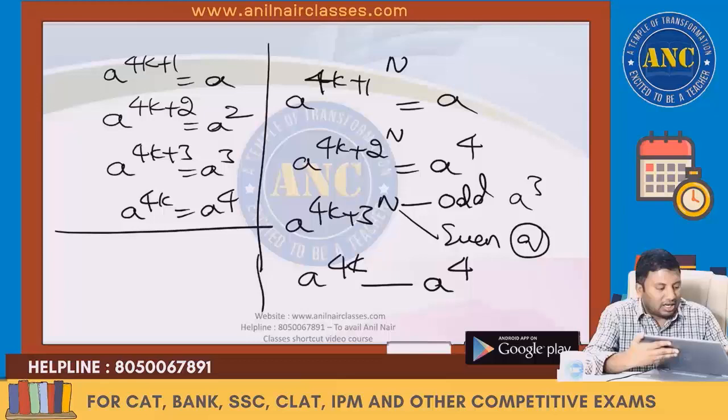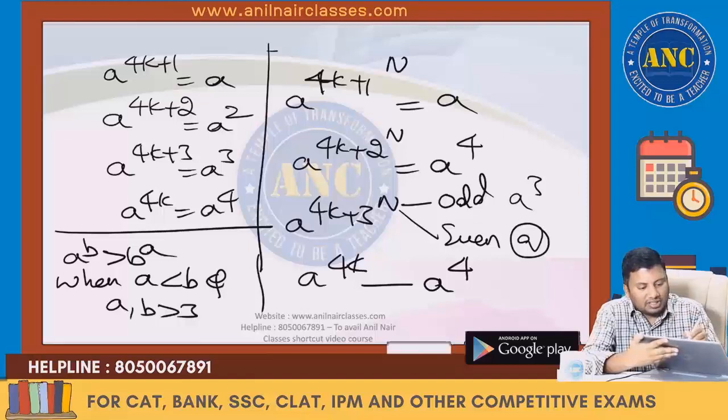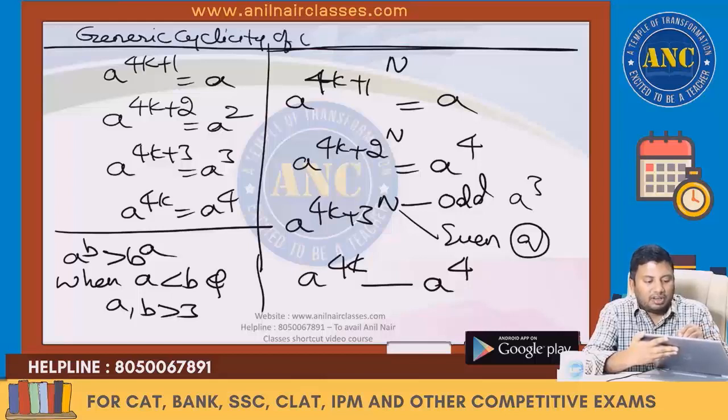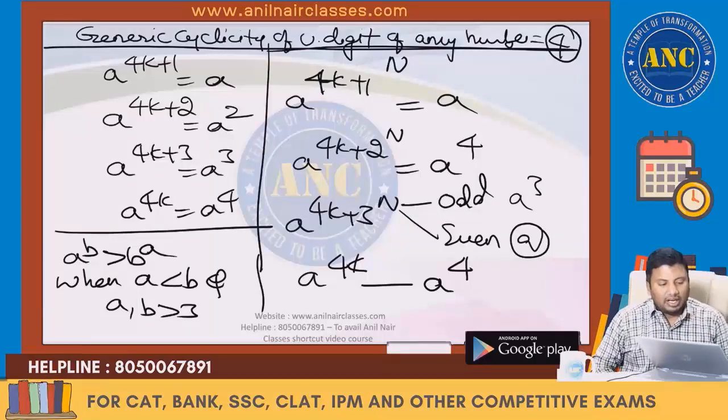What is the third concept we discussed? A power b is greater than b power a when a is less than b and a, b are greater than 3. What is the first concept we discussed? Generic cyclicity. The generic cyclicity of the unit digit of any number is 4.